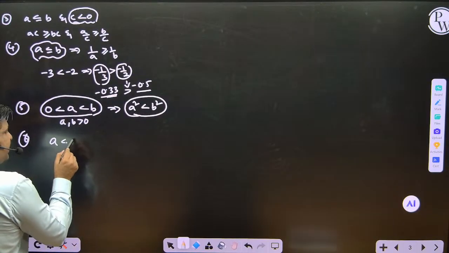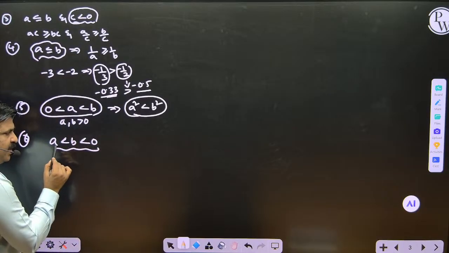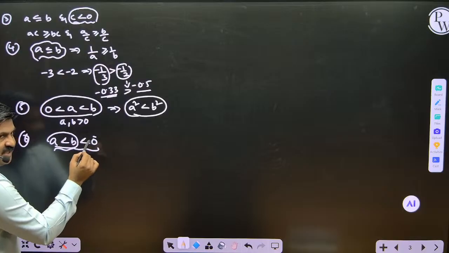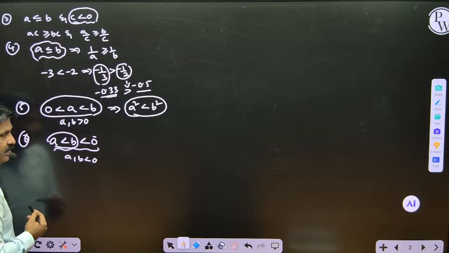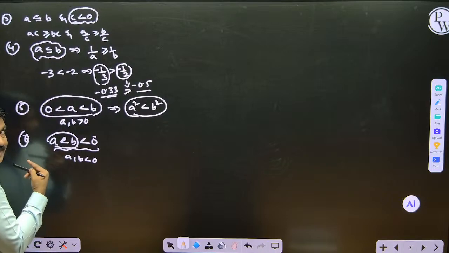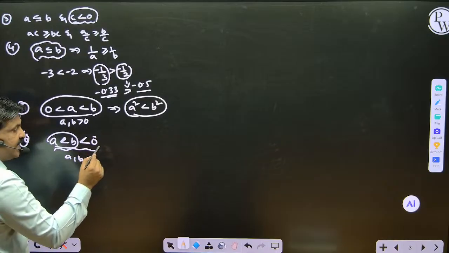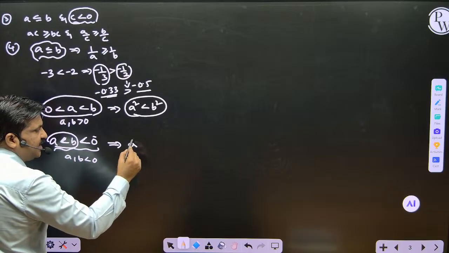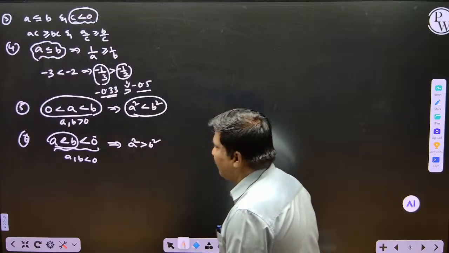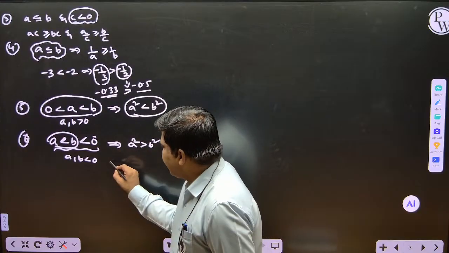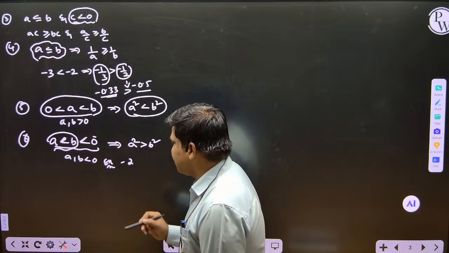But A less than B less than 0. What does it mean? A less than B, but both are less than 0. So that means A, B are negative. The inequality is the same, but both the numbers are negative. In such a case, if we square it, certainly the inequality will change.